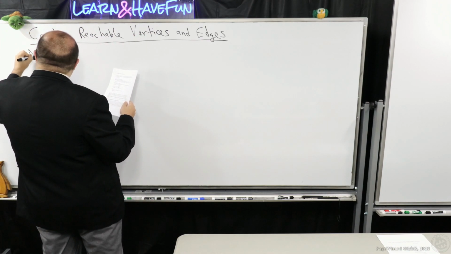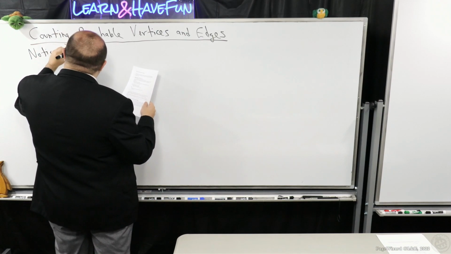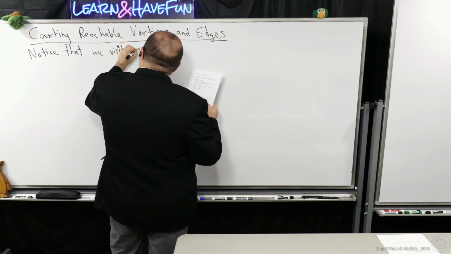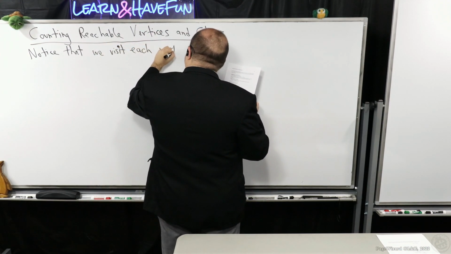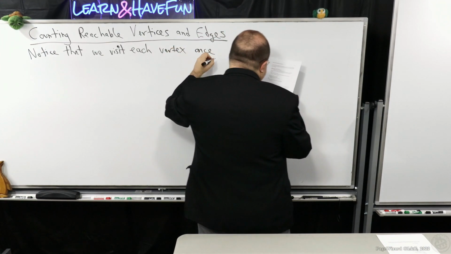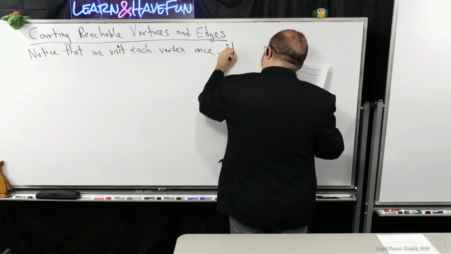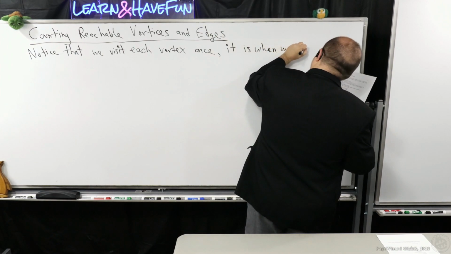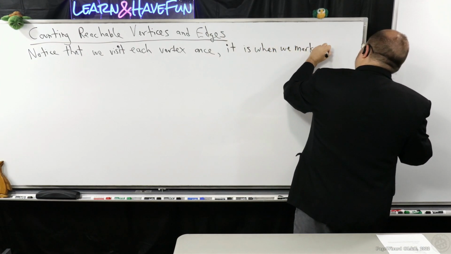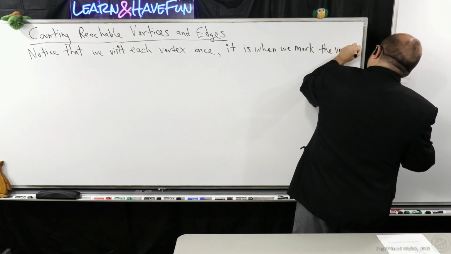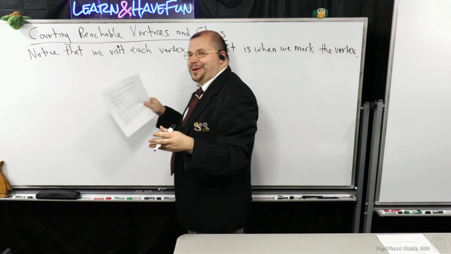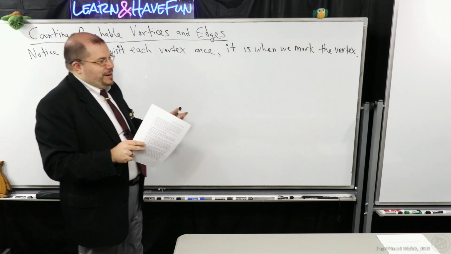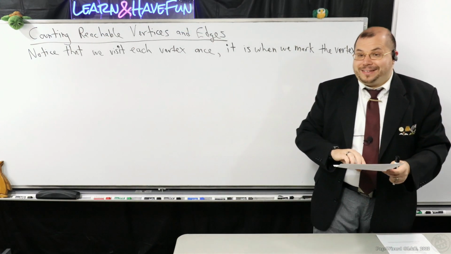So I'm just going to mention that notice that we visit each vertex once. And that happens when we mark the vertex, right? So this specifically happens when we do DFS. It's like when we mark it, we immediately start exploring from there. But in BFS, we would put it into a queue, and it would get its turn eventually. But that's the first time we visit it.